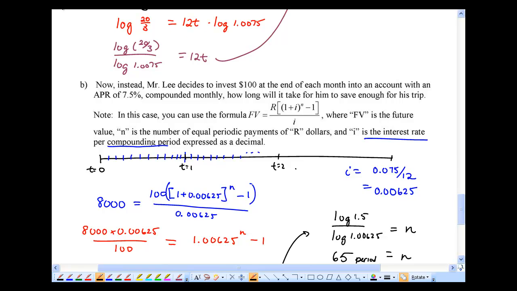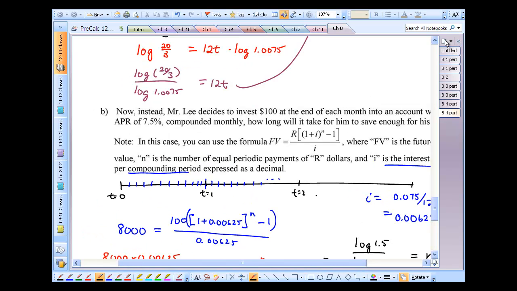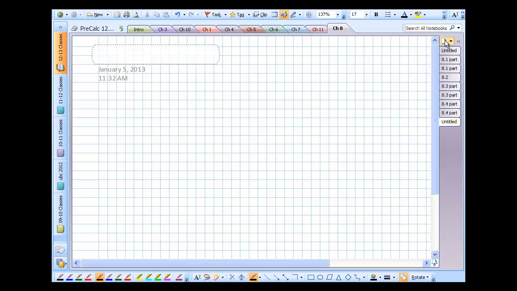All right. Let's take a new page. Okay, future value. How did that future value formula come to be? Let me write that down once again for you. FV, future value, equals R, bracket, 1 plus i to the power n minus 1, all over i.